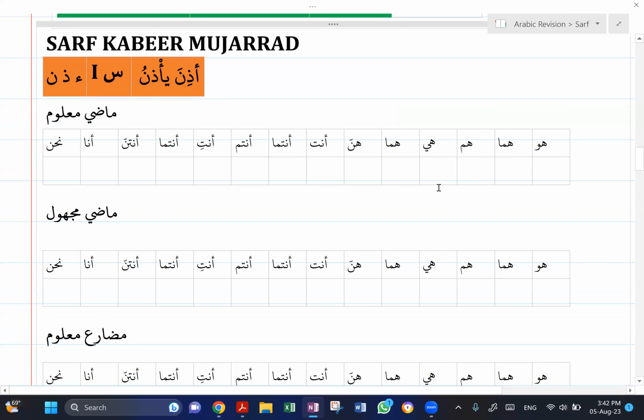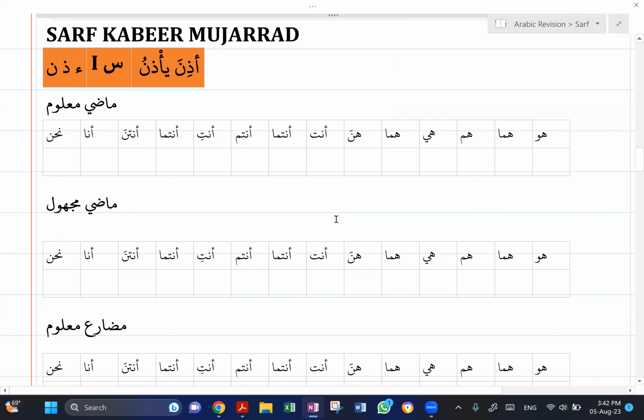Okay. So we're going to start with the Sarf Kabeer of the Mujarrad, the small families. If you guys want to participate, that'll be great. You can just raise your hand if you're willing to participate, and then we can see what we're able to do. So again, the idea is just think about what was it supposed to be.